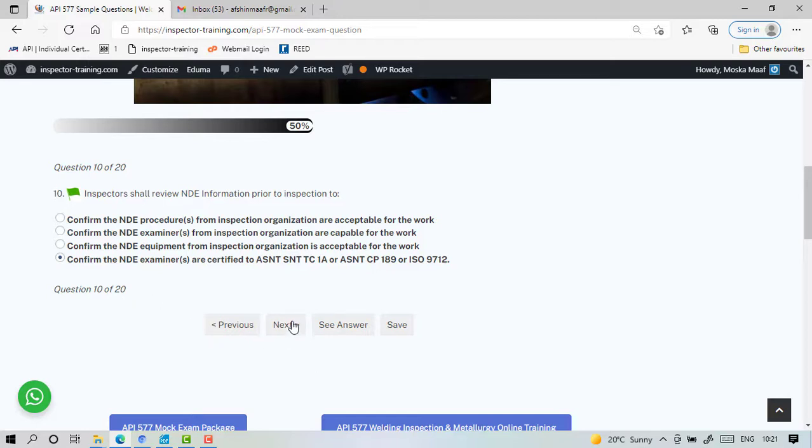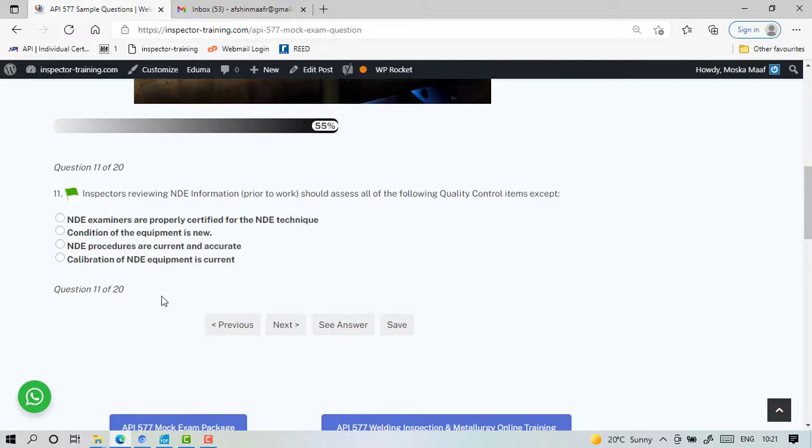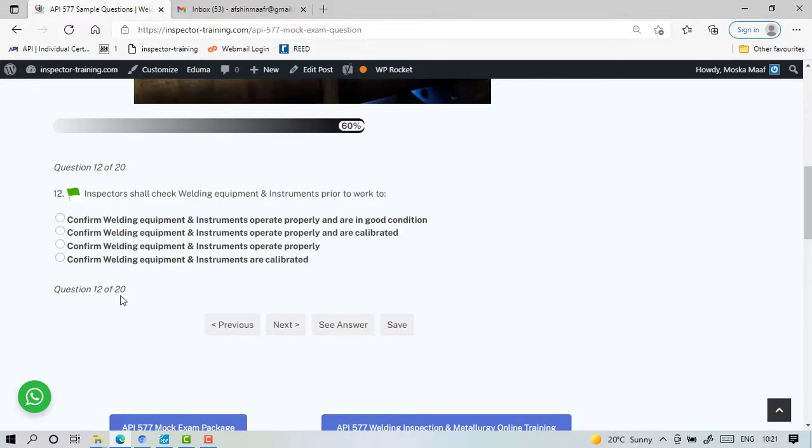You don't need to check the rest of it. Inspectors reviewing NDE information prior to work should assess all of the following quality control items except: NDE examiners are properly certified for NDE techniques. Yeah, you should make sure the condition of the equipment is new. I mean, you don't need to know if the equipment is new, that's nothing to do with it. So it's clearly the wrong answer.